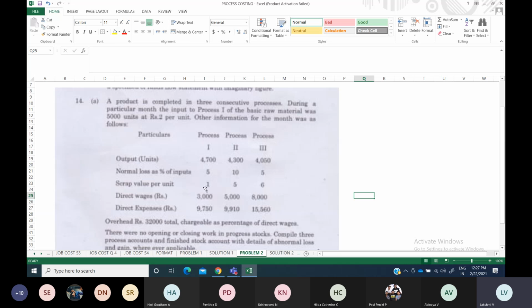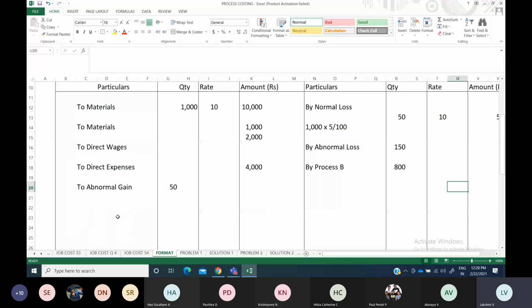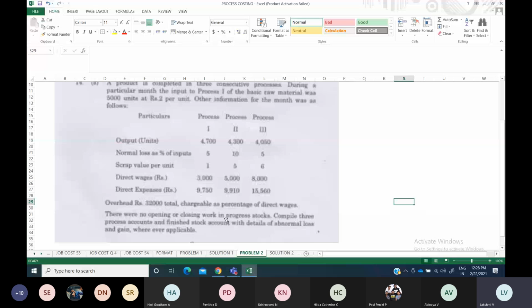Okay. So overheads of 32,000 total chargeable as a percentage of direct wages. An additional piece of information they have given: overheads, other expenses, indirect cost 32,000. This is also going to come into the debit side of your process account. For process 1, 2, 3 all together, they are saying 32,000. Now you have to find it as a percentage of direct wages. Direct wages are 3,000, 5,000, 8,000.